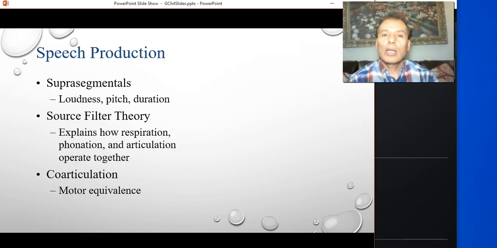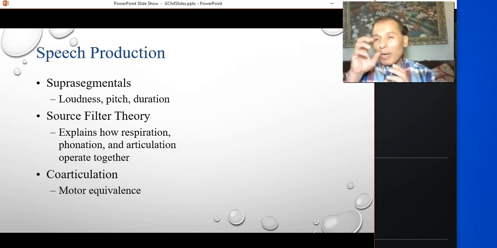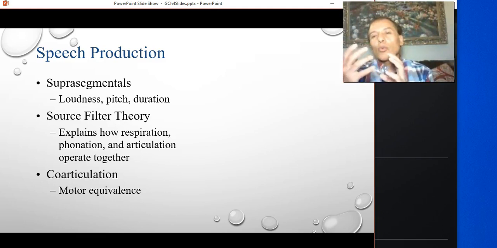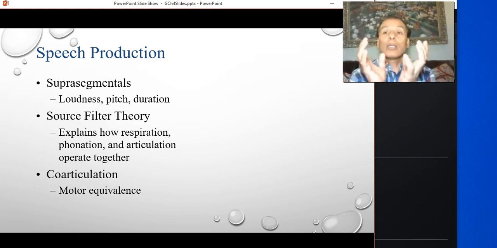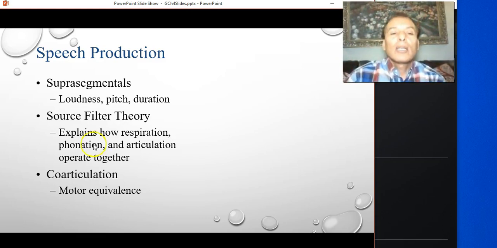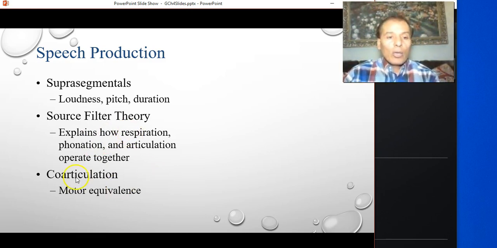That is the source. And then, as that buzz comes out, the vocal tract modifies that buzz by eliminating certain parts of the sound wave that can interfere with it, and leaving and amplifying the parts that are good in the wave, that can maximize the loudness of the sound. And then as that buzz goes out, you chop it and articulate it into speech.